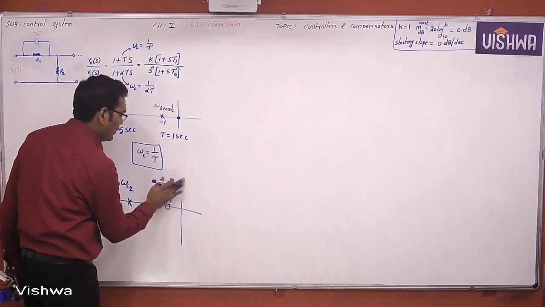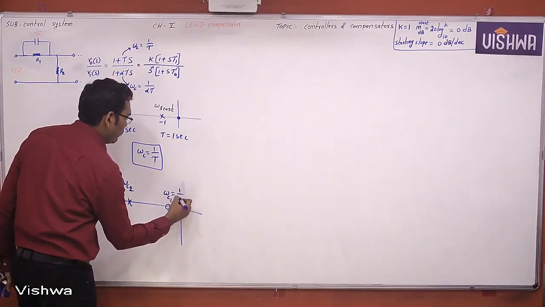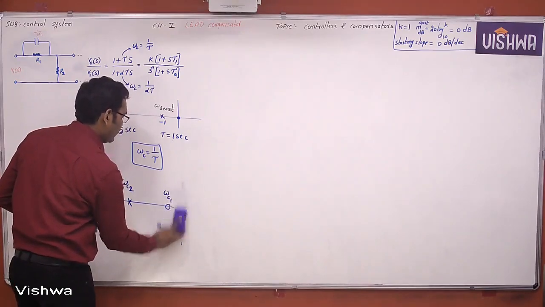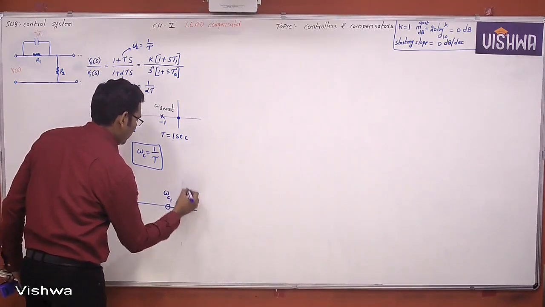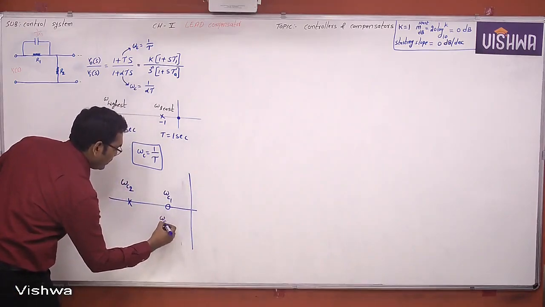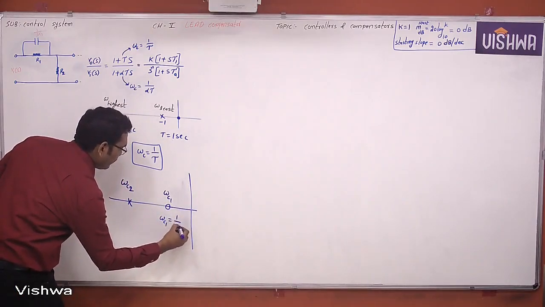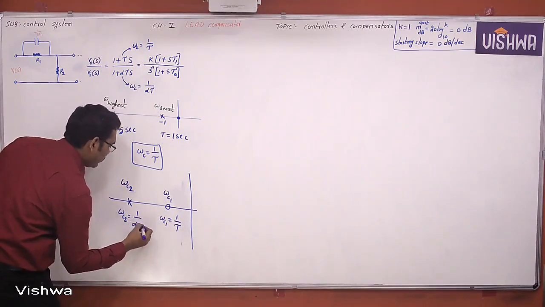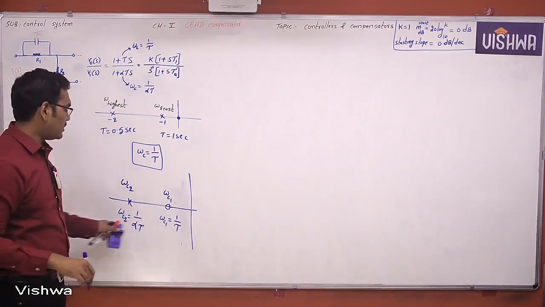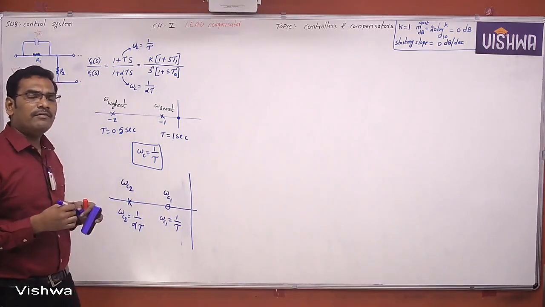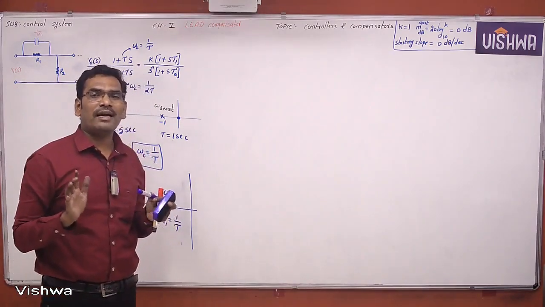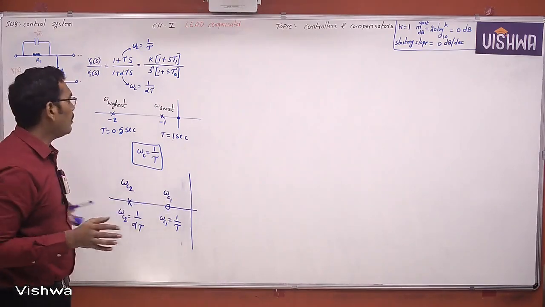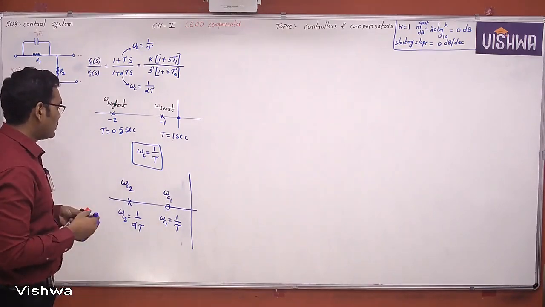So what is omega c1? Omega c1 is nothing but 1 by tau, and omega c2 is equal to 1 by alpha tau. These are the corner frequencies, and this is the ascending order. Why? Because while drawing the Bode plot, we first convert it to time constant form and write the corner frequencies in ascending order.